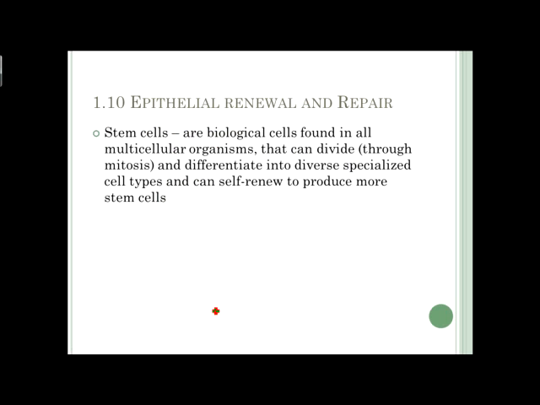Epithelial renewal and repair. Stem cells. A stem cell is pretty much a blank cell before we get too much into this. They are biological cells found in all multicellular organisms. They can divide through mitosis, or cellular separation, what we learned in the last chapter, and differentiate into diverse specialized cell types, and can self-renew to produce more stem cells. So what you generally have is at the bottom of these things, you have these blank cells.